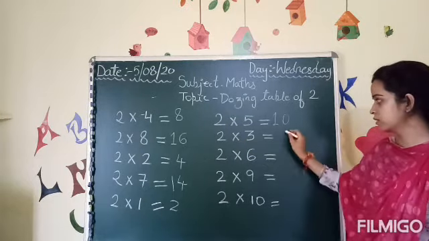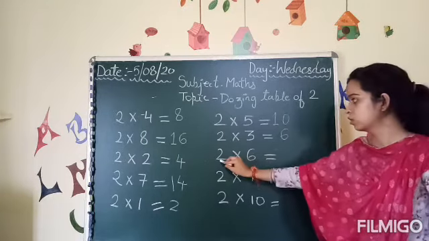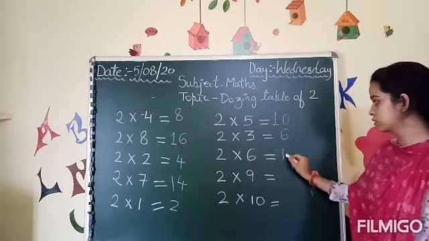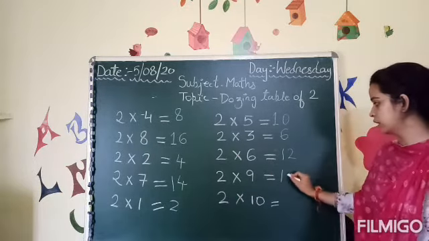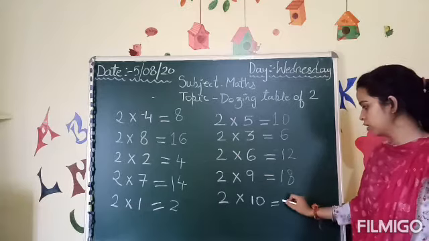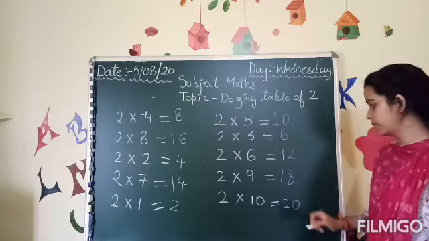2 3s are 6. 2 6s are 12. 2 9s are 18 and 2 10s are 20.